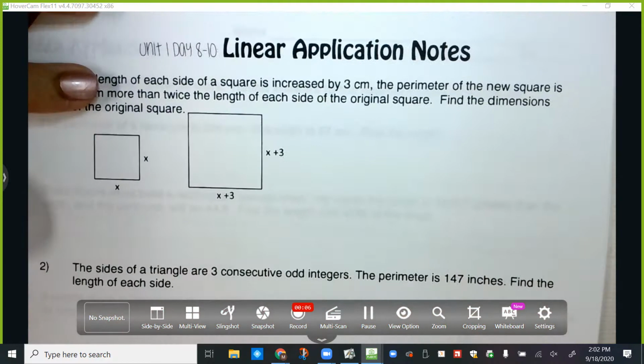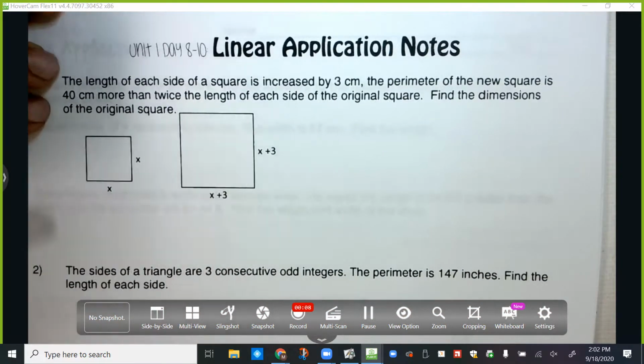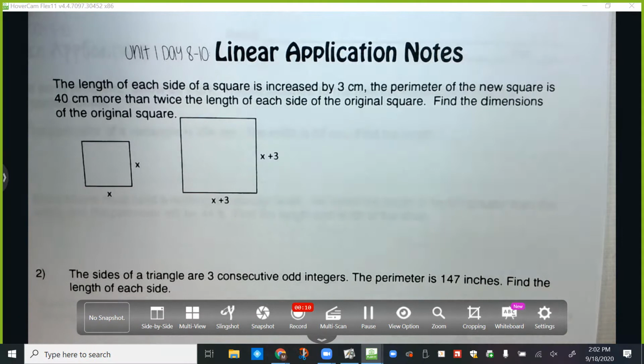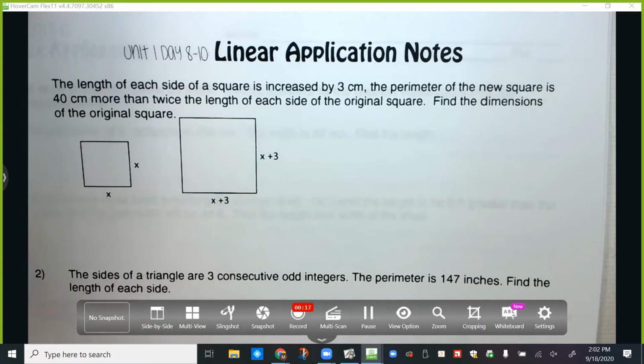Called linear application. I want you to realize that linear application is really what we've already been doing, except now it is in word problems. We're still solving, we just have words. The words are the confusing part, and I totally get that. So we have linear application. Application just means apply to the real world.